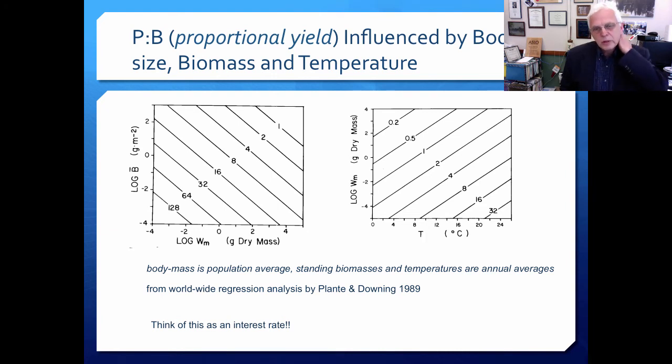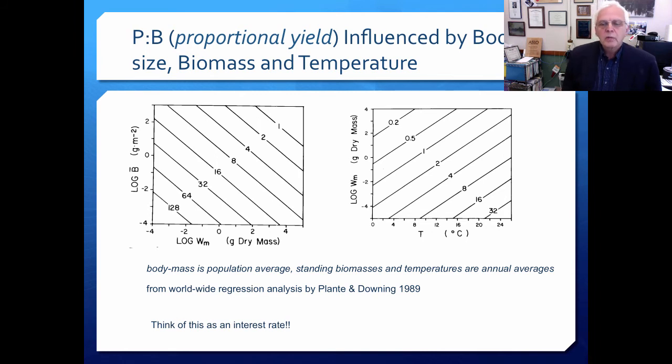And again, you can see this as essentially an interest rate. And if the P to B ratio is 1, it means you're yielding every year an amount of secondary production that's equal to the biomass. A number of 2 means you're doubling, the production is double the biomass, and so on and so forth. So the bigger the number, the higher the proportional yield from that particular population.